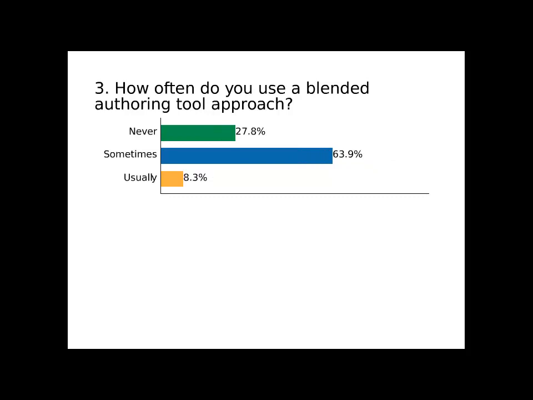All right. And so I'm seeing sometimes has about 60 through 64%, and never has about 28%, and usually is down to about 8%. So this is interesting. It's a little bit different than when I asked this for the eLearning Guild. I was seeing more often among the eLearning Guild audience that they were saying usually rather than sometimes. So I'm not sure what the difference might be, but just an interesting note.